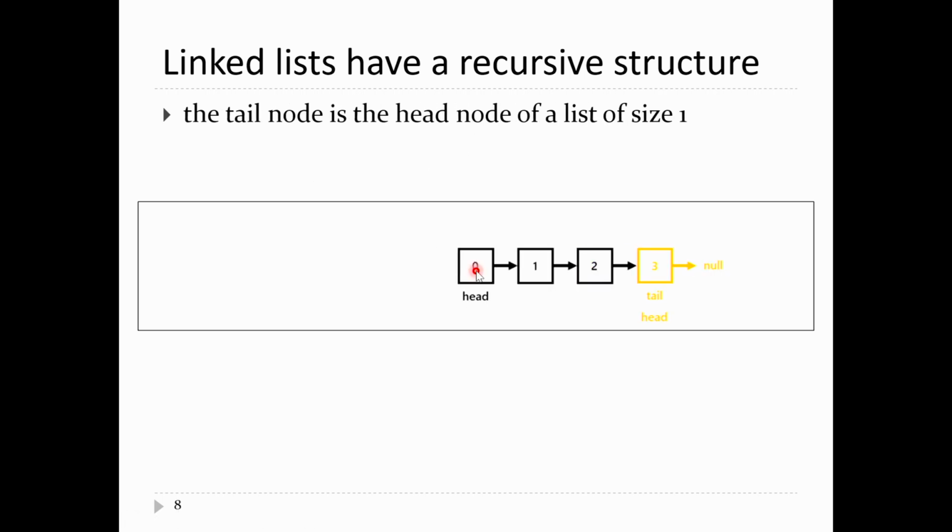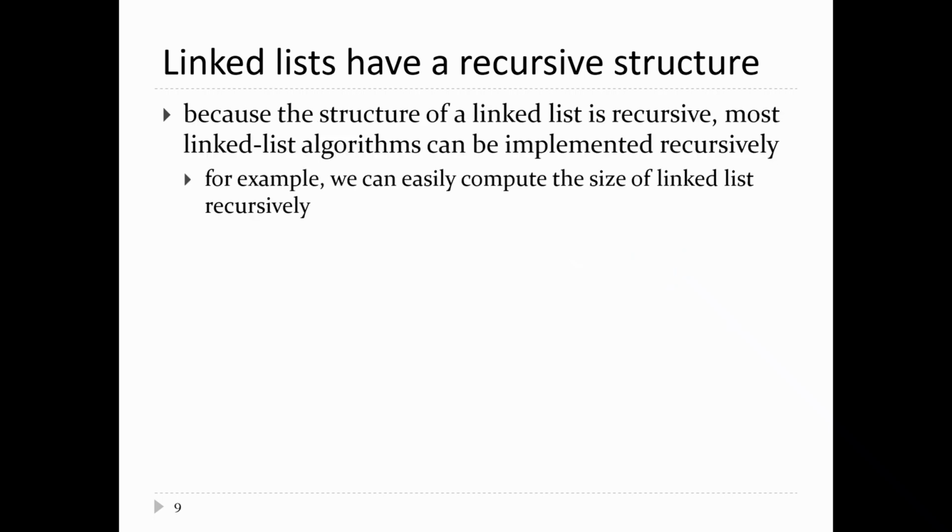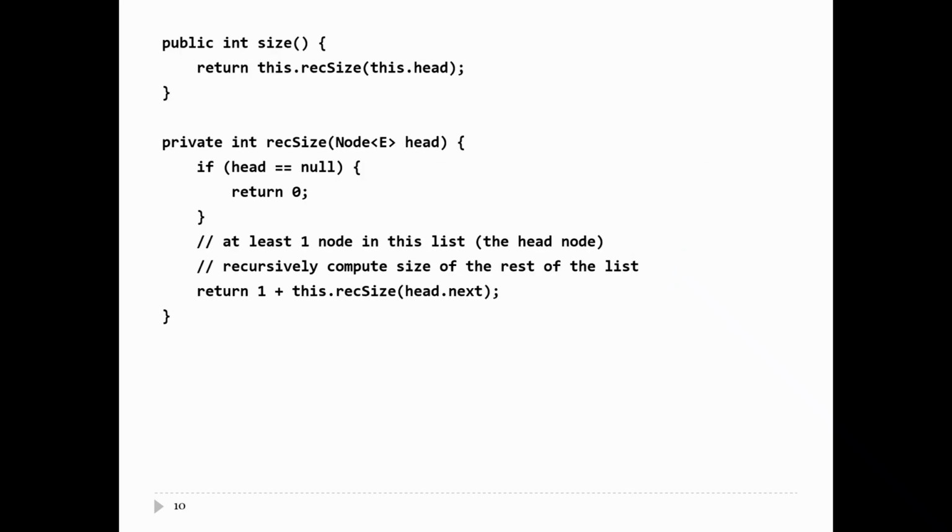So if I wanted to compute the size of this list here, you just start at the head node, you set a counter equal to 0, and then you just start to follow links. So I'm at this node, so that's one node. Follow the link, that's 2 nodes. Follow the link, that's 3 nodes. Follow the link, that's 4 nodes. So it's easy to do this iteratively. Recursively, it's also easy to do.